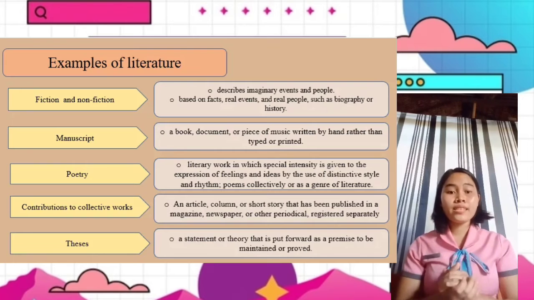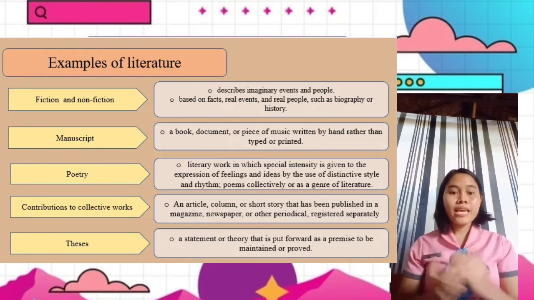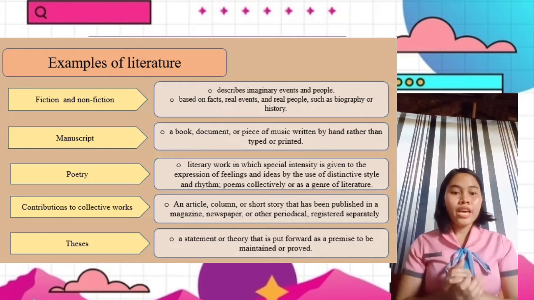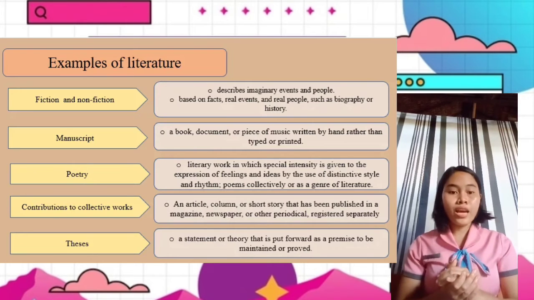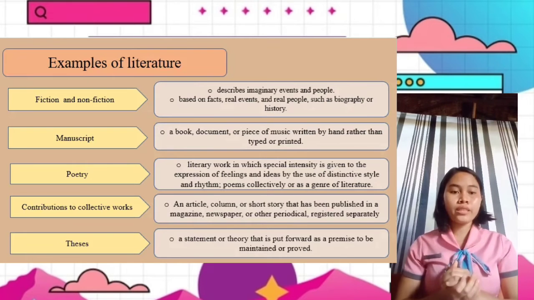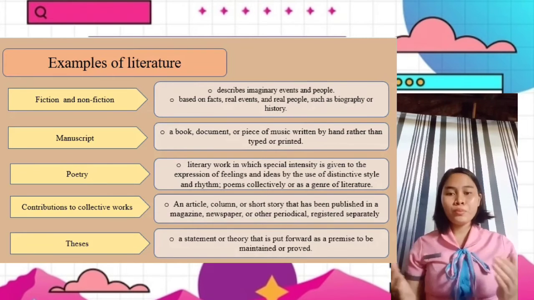The last one is thesis, a statement or theory that is put forward as a premise to be maintained or proved. Example, in a story entitled A Worn Path, Eudora Welty creates a fictional character in Phoenix Jackson whose determination, faith, and cunning illustrate the indomitable human spirit.